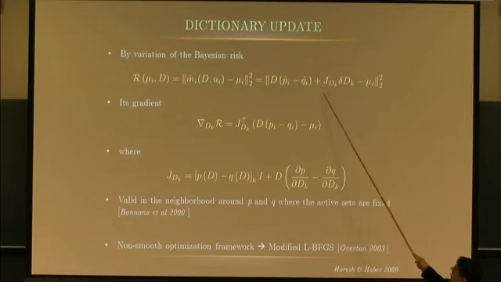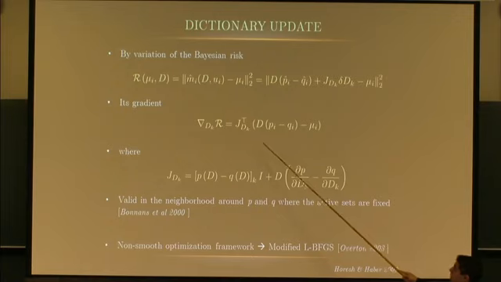So by variation of the Bayesian risk, you can actually have this term, which is the Jacobian multiplied by a change in the dictionary. You can derive the gradient, and once you have the gradient that depends on those sensitivities that I mentioned, you can update your model. You have to be a little bit careful here, because this statement is only valid in the neighborhood of the activities of Q and P, right?